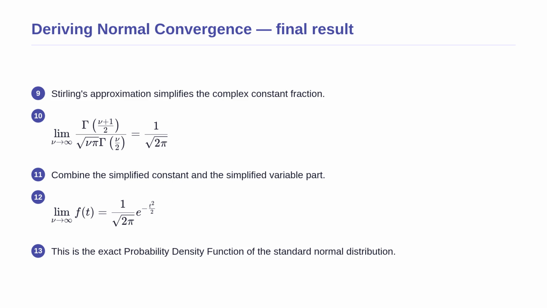When we combine this simplified constant with our simplified variable part, we get the exact probability density function of the standard normal distribution. We have successfully proven that for very large samples, the t-distribution mathematically transforms into the standard normal curve.